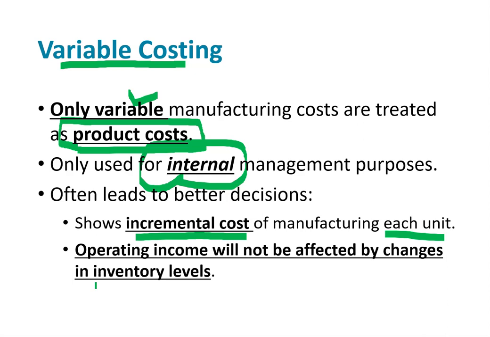So students sometimes have difficulty with this concept of absorption costing versus variable costing, but let me just tell you up front, really the only difference has to do with inventory levels. And are those costs of doing production trapped in the inventory, or are they completely included in the operating income?